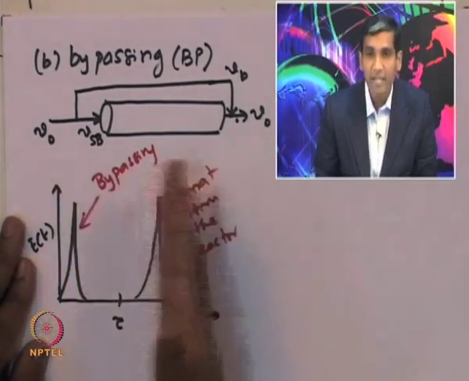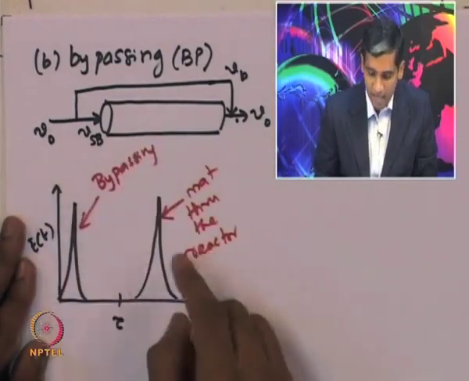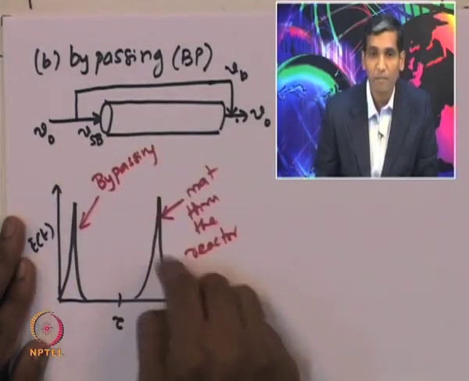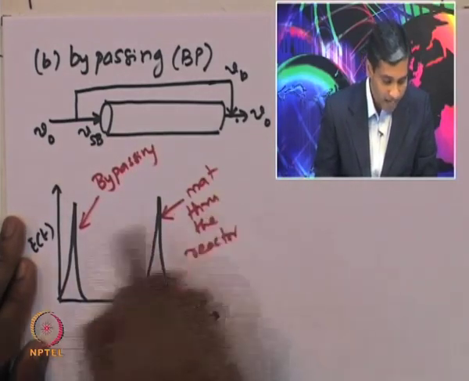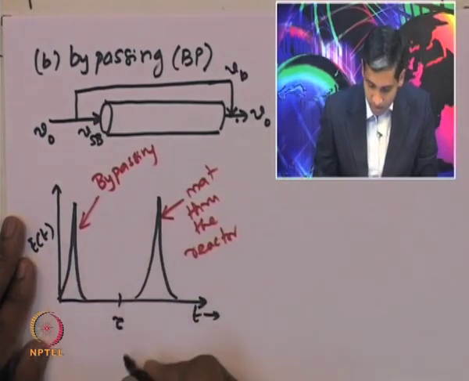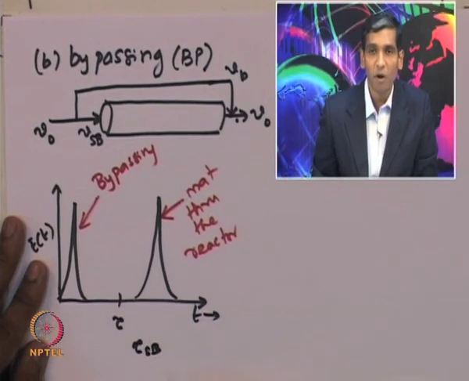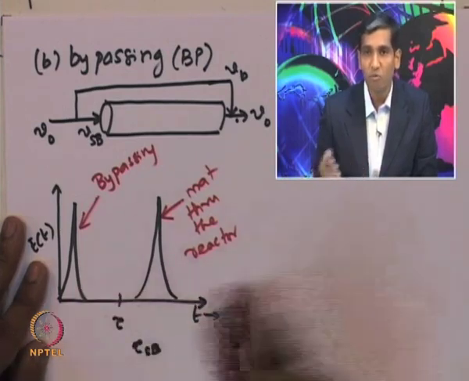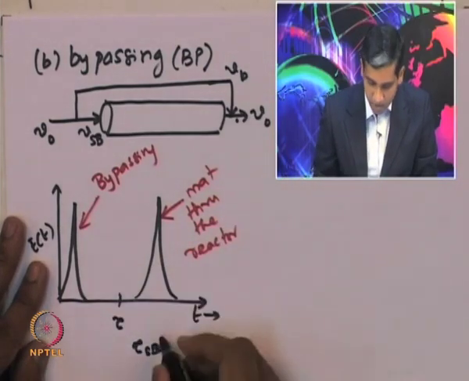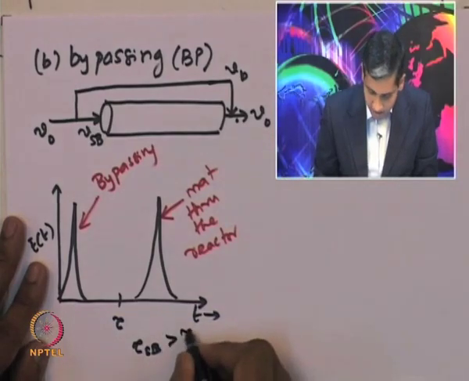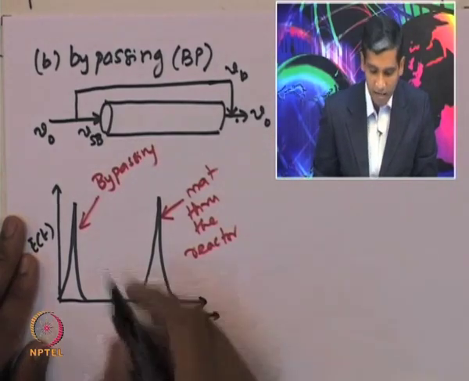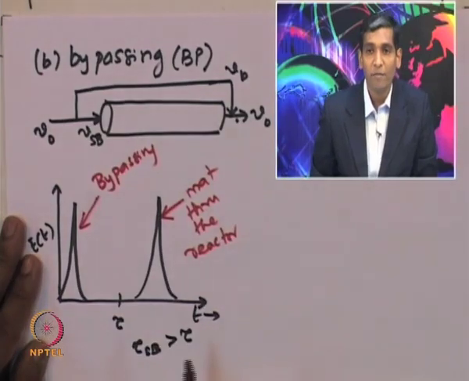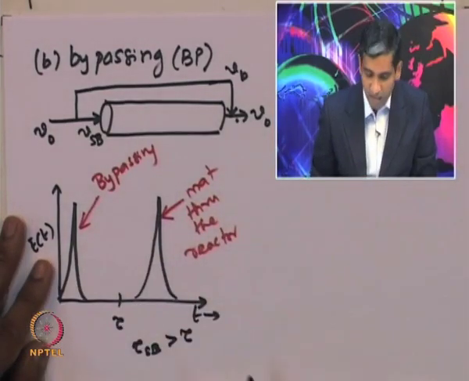Now, why is there a delay in the residence time for the material that is flowing through the reactor? The delay is because tau SB, which is the space time based on the fluid that is actually flowing through the reactor, is larger than the space time of the reactor based on the overall volumetric flow rate.